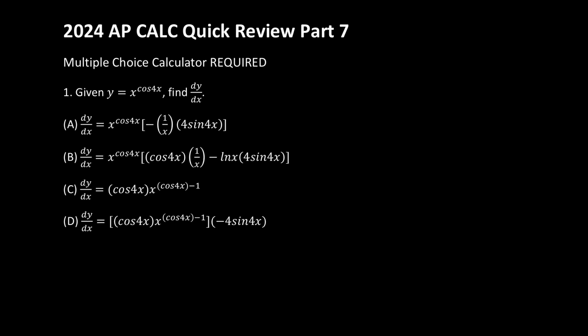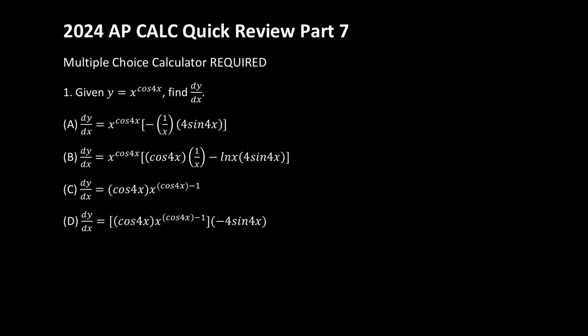Let's take a look at this first one, this multiple choice one. It says we are required to use a calculator and we are given y equals x to the cosine 4x, and we need to find dy/dx. All right, so this one is a little bit tricky. So we can tackle this in two different ways.